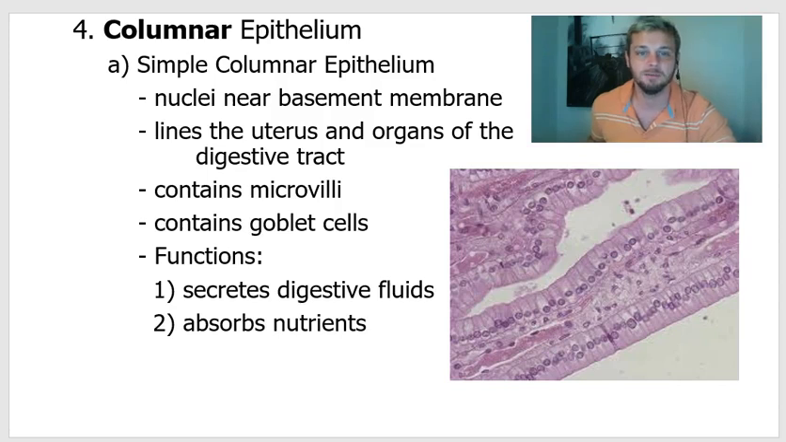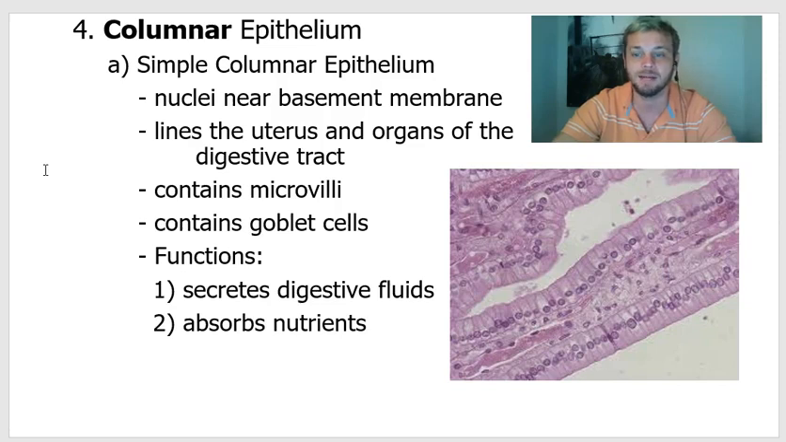Then we get to columnar. So these cells are going to look like columns. You can see they're much taller than they are wide. The nucleus tends to be down at the bottom or near the basal edge of the cell. And so your simple columnar, just one layer of these column-like cells. You find this lining your digestive tracts. You can find some of it in the uterus.